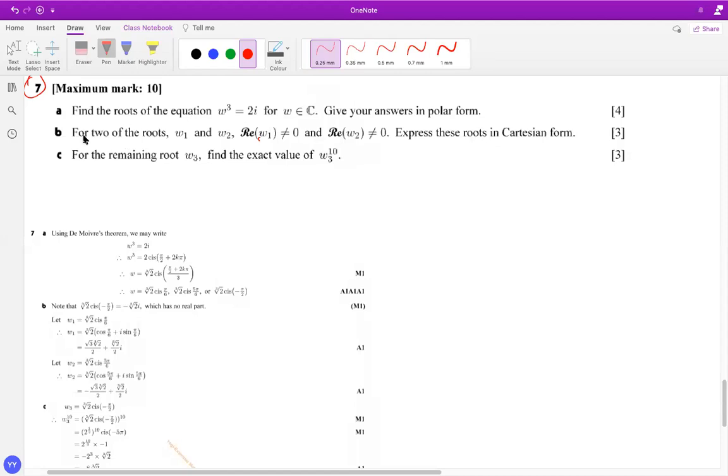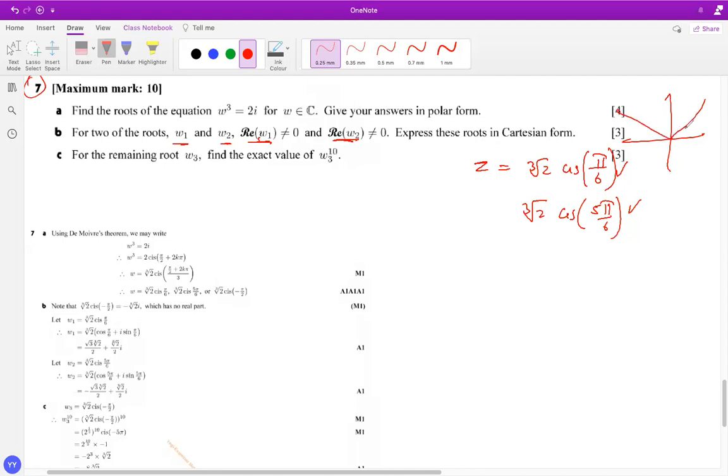For two of the roots, w1 and w2, they are saying that the real part of w1 is not 0 and the real part of w2 is not 0. We got 3 roots: cube root of 2 cis pi by 6 was the first one, then cube root of 2 cis 5 pi by 6, and these lie here and here, so none of the real parts are 0. The third root was along the y-axis, which is cube root of 2 cis 3 pi by 2, or cube root of 2 cis minus pi by 2, because going around I can take the same argument as this.